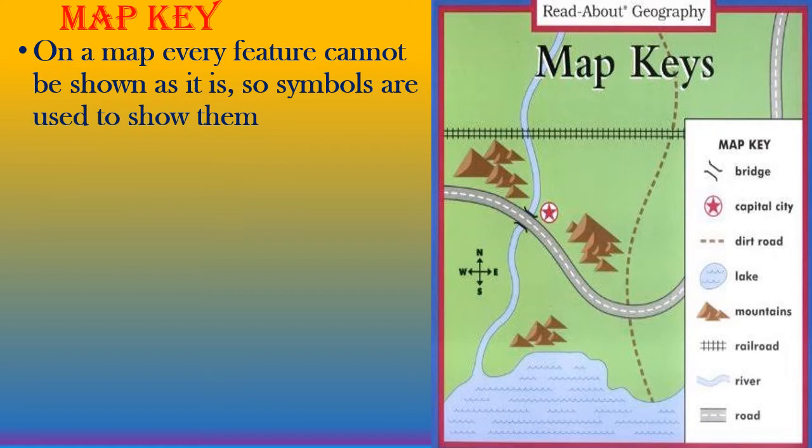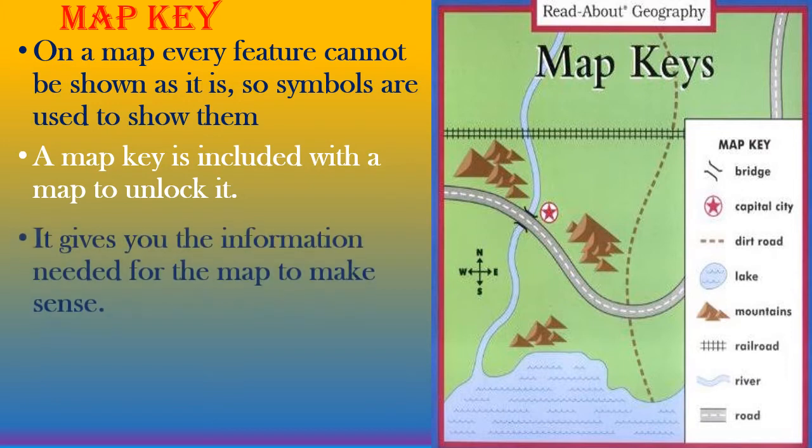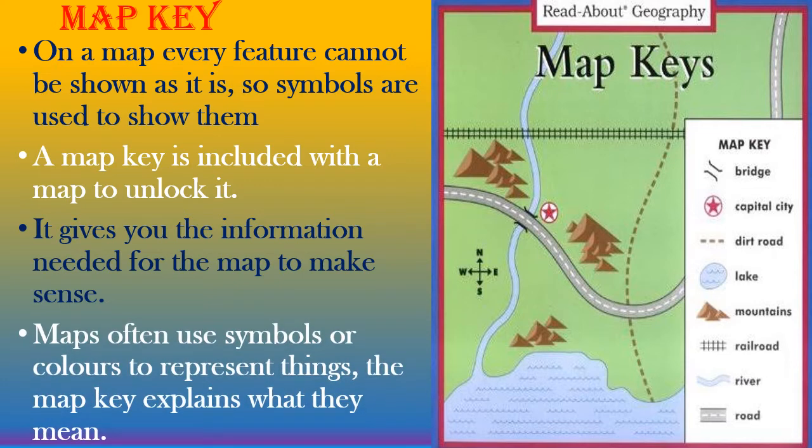Symbols in the key might be pictures or icons that represent different things on a map. A map key is included with a map to unlock it. It gives you the information needed for the map to make sense. Maps often use symbols or colors to represent things. The map key explains what they mean. So what is the purpose of map key? It actually explains what the symbols on the map mean.